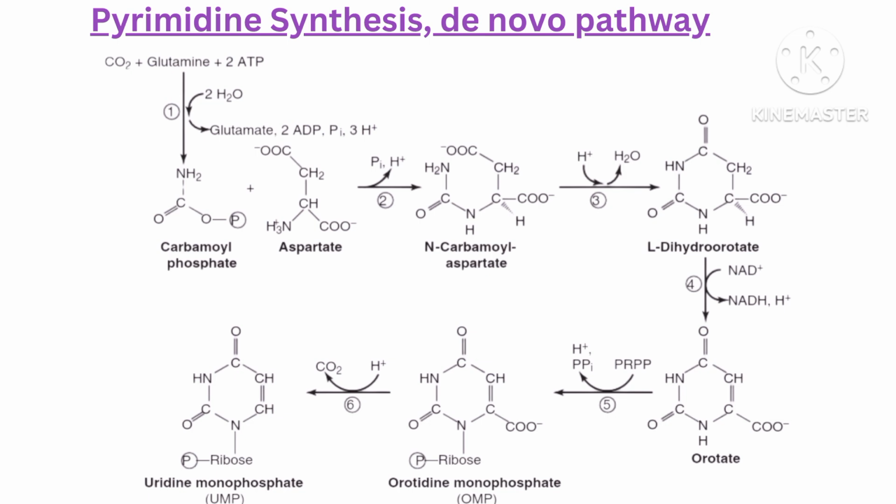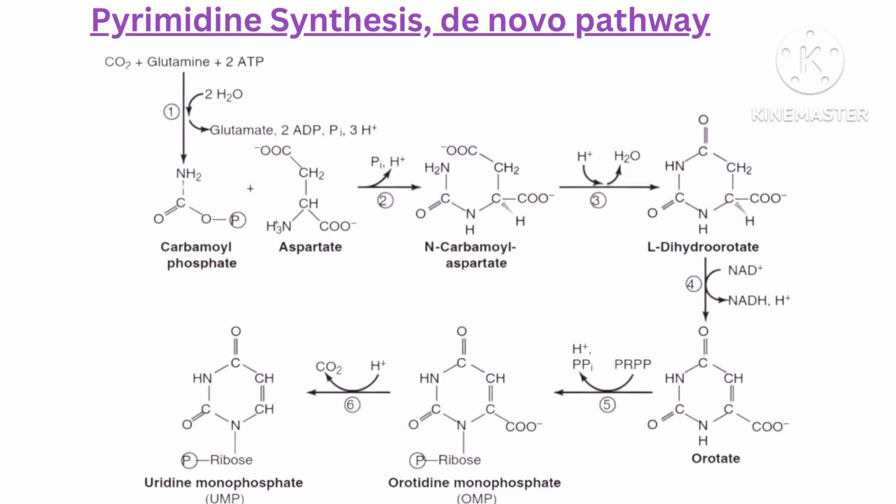Second step is formation of carbamoyl aspartate, catalyzed by the enzyme aspartate transcarbamylase, ATCase. The reaction is carbamoyl phosphate + aspartate yield carbamoyl aspartate + phosphate. The third step is cyclization to dihydroorotate. The enzyme involved is dihydroorotase. Carbamoyl aspartate forms dihydroorotate via intramolecular cyclization. Fourth step is oxidation to orotate.